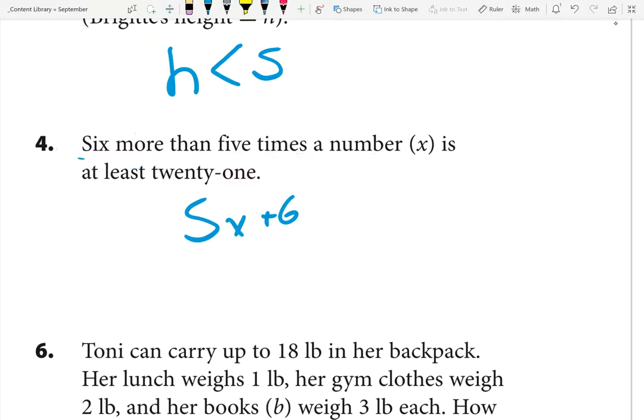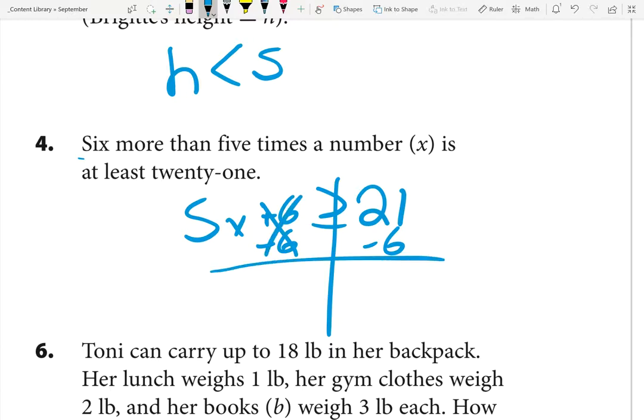Now, we still have more to this. It still is at least 21. So if it's at least 21, then it's 21 or higher, right? So that means that all of this is bigger than or equal to 21. So now we just have to solve it. We would subtract 6 on both sides. So by subtracting 6, we get 5x is greater than or equal to 21 minus 6, which is 15. And then we can just divide by 5, cancel the 5's out. We have x is bigger than or equal to 15 divided by 5, which is 3.